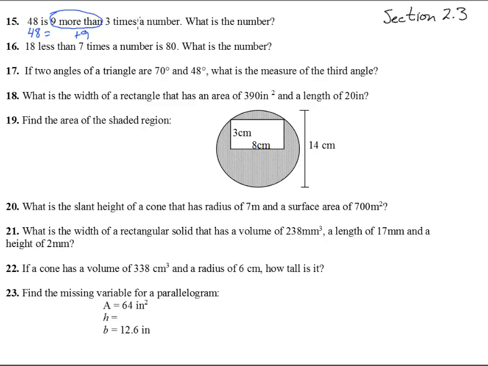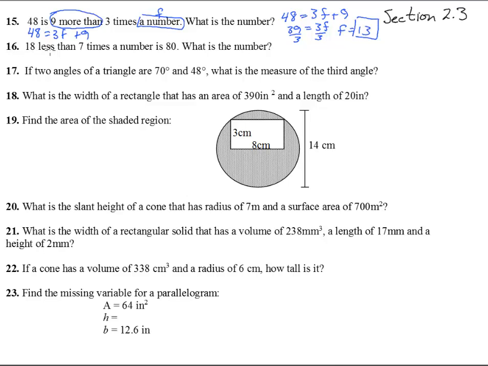3 times a number. Oh, let's do f this time for number. 3f plus 9. What is that number? We have 48 equals 3f plus 9. Subtract 9, we get 39 equals 3f. Divide by 3, f equals 13. The number is 13.